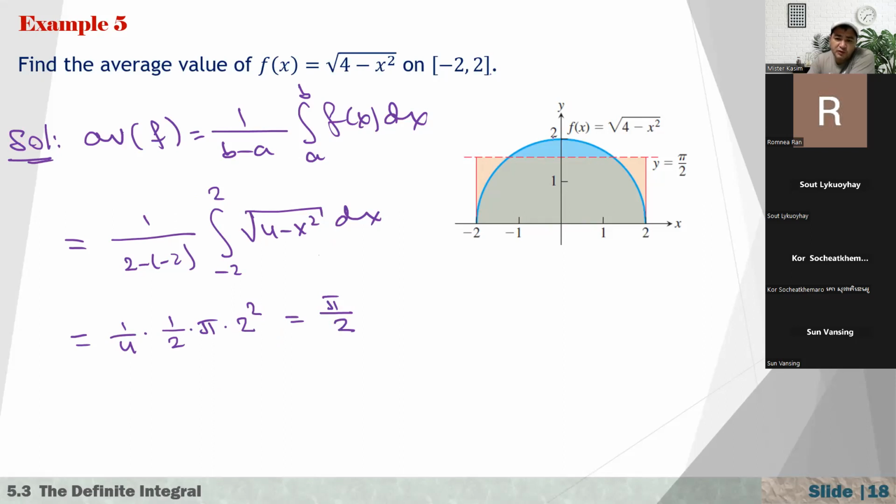So that means that, again, if you're talking about a piece of material, that area will be equal to the area of this rectangle, whose height is pi over 2 and length is 4.